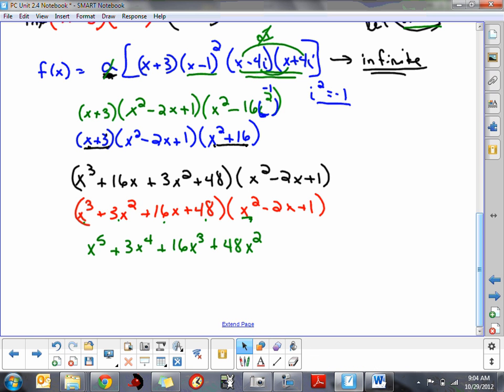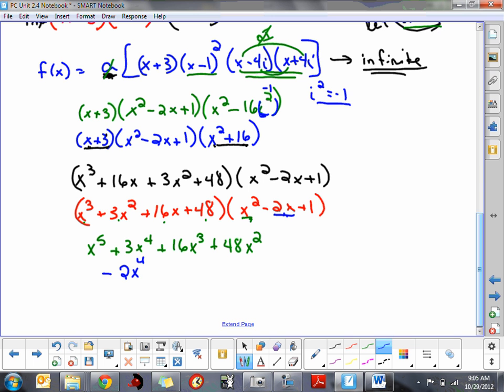Next time through, I have to distribute the negative 2x. So now I'm going to take the negative 2x times all of these in my first polynomial. So negative 2x times x cubed is a negative 2x to the 4th. I'm going to put it right underneath the other one so I can collect like terms a little bit easier when they get this long. I find it easier to put them in columns rather than keep running like terms across the page horizontally.